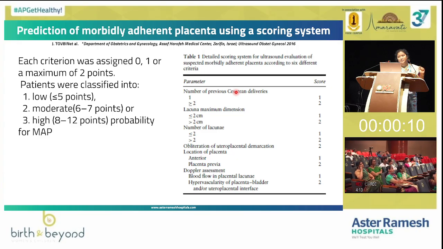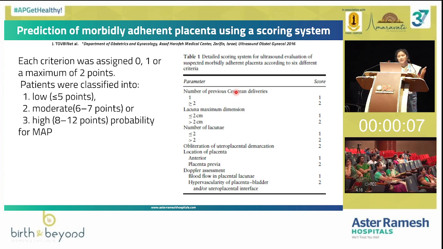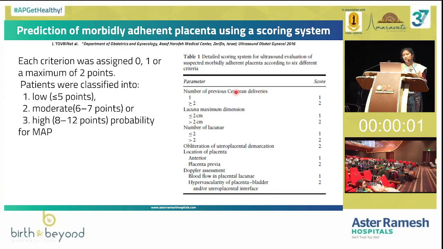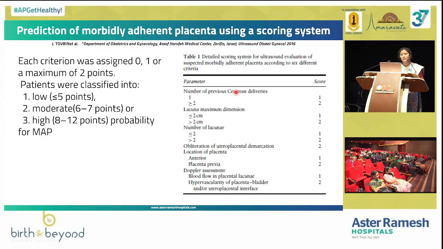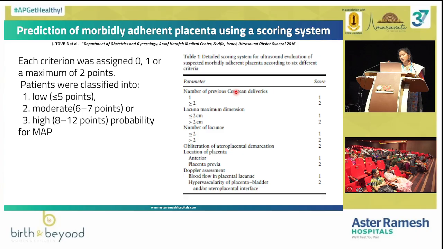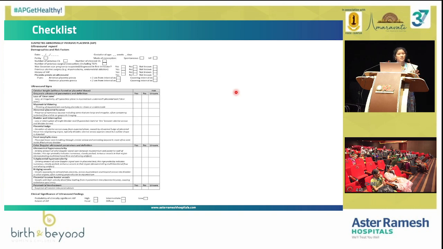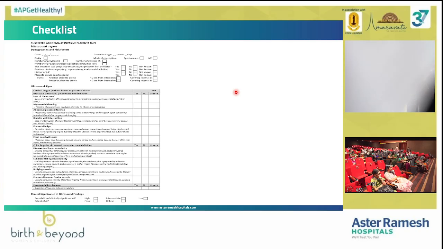And whether there is obliteration of uteroplacental demarcation. Placenta is anterior or posterior, anterior or placenta previa. And Doppler assessment: how is the blood flow in the placental lacuna, and hypervascularity of placenta, bladder, and/or uteroplacental interface. So each criterion is given 1-2 points, and based on that we categorize. If the points are 8 to 12, then there is high probability for morbidly adherent placenta. So this is a proforma where you need to tick all and see whether they are coming into high probability, intermediate probability, or low probability.